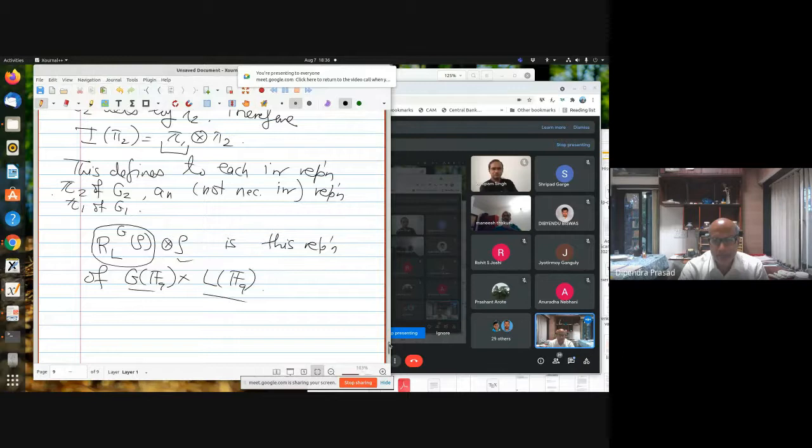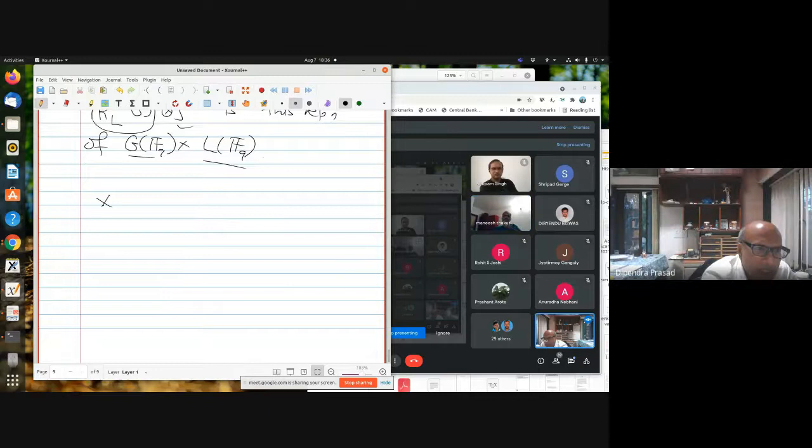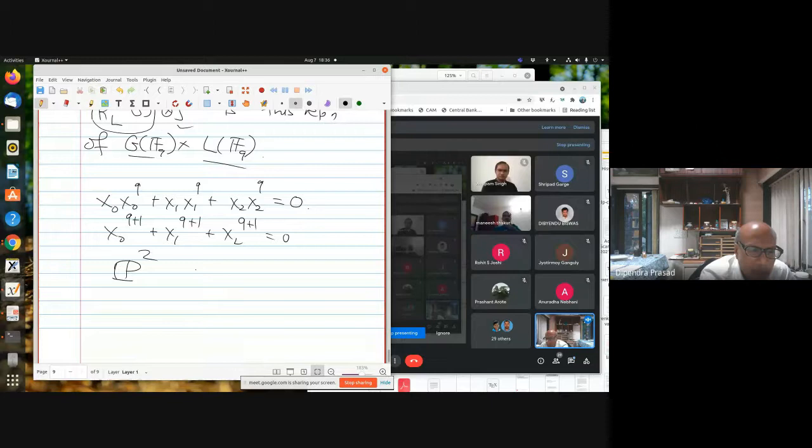But Manish, I think you will like this. There is what is called the Fermat variety: X naught to the power q plus x1 to the power q plus x2 to the power q is equal to 0, which is the same thing as x naught to the power q plus 1 plus x1 to the power q plus 1 plus x2 to the power q plus 1. This is inside P2, a nice curve. It's not a pth power of anything. And in characteristic p, X bar, the Hermitian conjugate, is X naught to the power q.